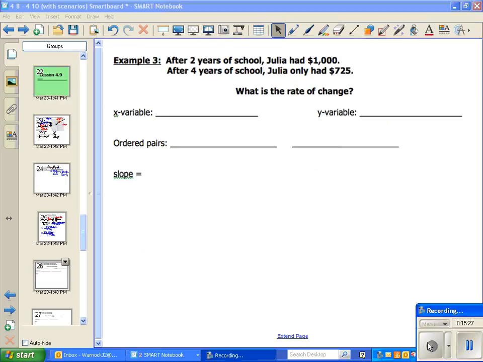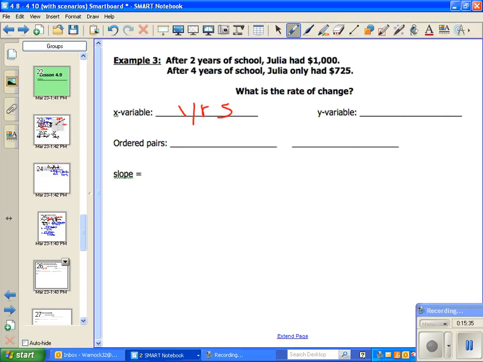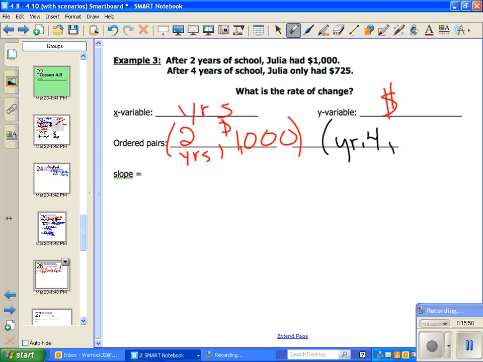Okay, example 3. What are your x and y variables, Chris? Years and moolah. Money. Okay, what's your ordered pairs, Lou? Year 2, $1,000. And the other one? $725. Okay, I want to figure out Julia's rate of change, which means I'm finding slope.